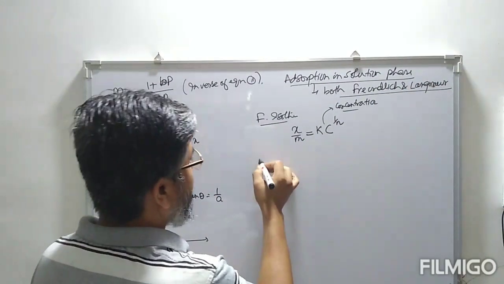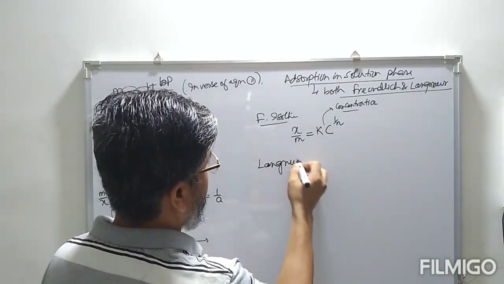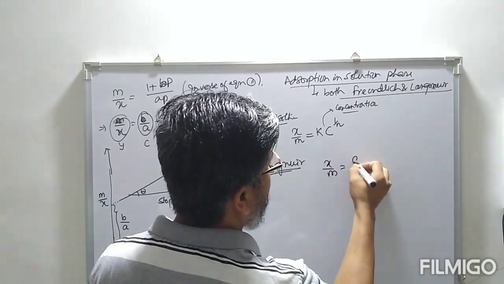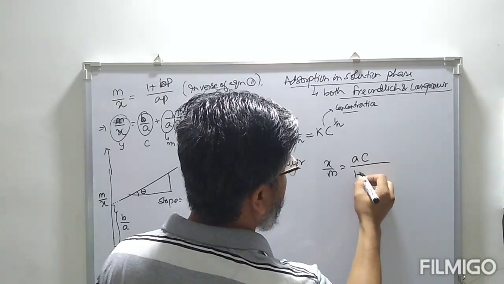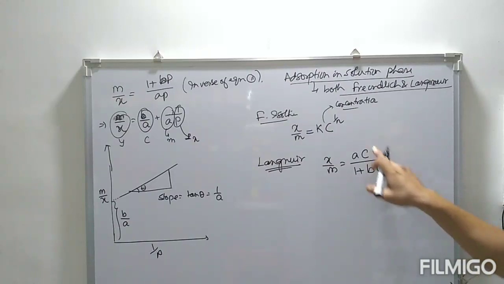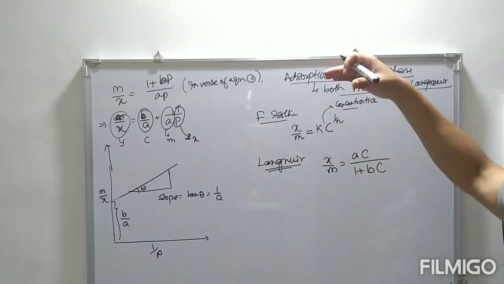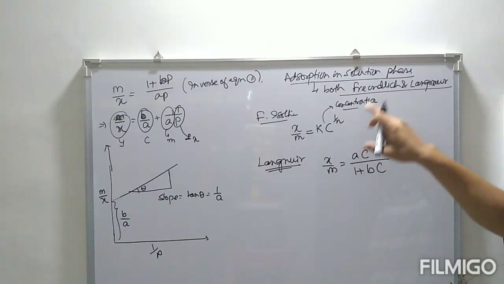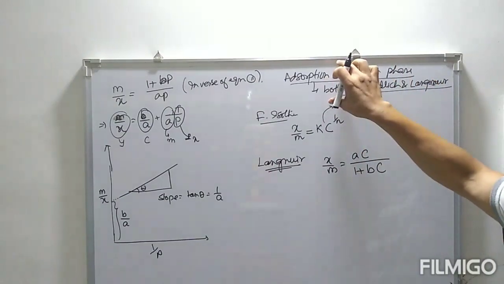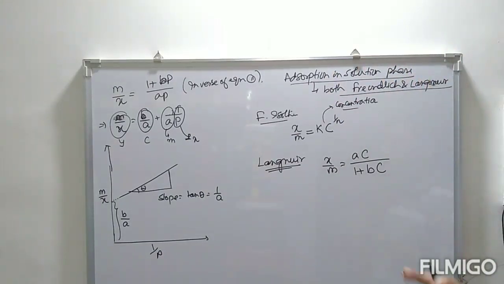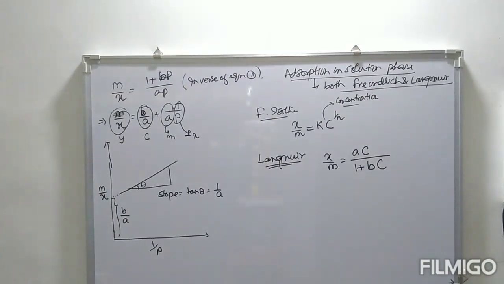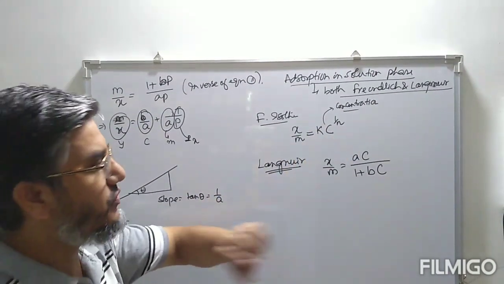For the Langmuir isotherm, x by m is equal to aC divided by 1 plus bC. So again, look at this, a and b, these are the constants, and C is the concentration. So all the facts that we have explained for the Freundlich isotherm and Langmuir isotherm are applicable for adsorption of solute from solution. So this is the effect of pressure on adsorption and the effect of concentration on adsorption from solution.